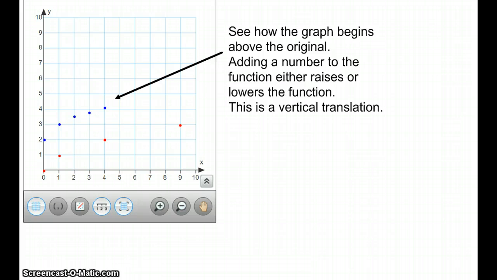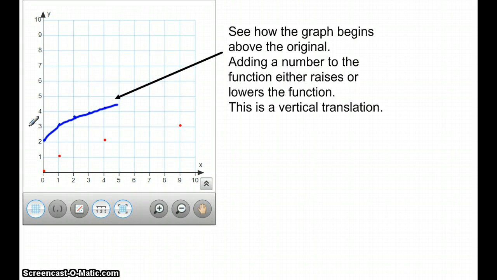You can see how the graph begins above the original. Remember, when x is 0, y is 2. So here, I'll switch colors here. This new graph is up here. What's key is that it's beginning at 2. Okay? The original follows the red dots down at the bottom. The red points that I've graphed already. I've left the parent here for you so you can compare it. Okay? It's basically the same shape, but what's happened is it shifted it up by 2. And that's what we're doing when we add 2 to the end, outside the radical.